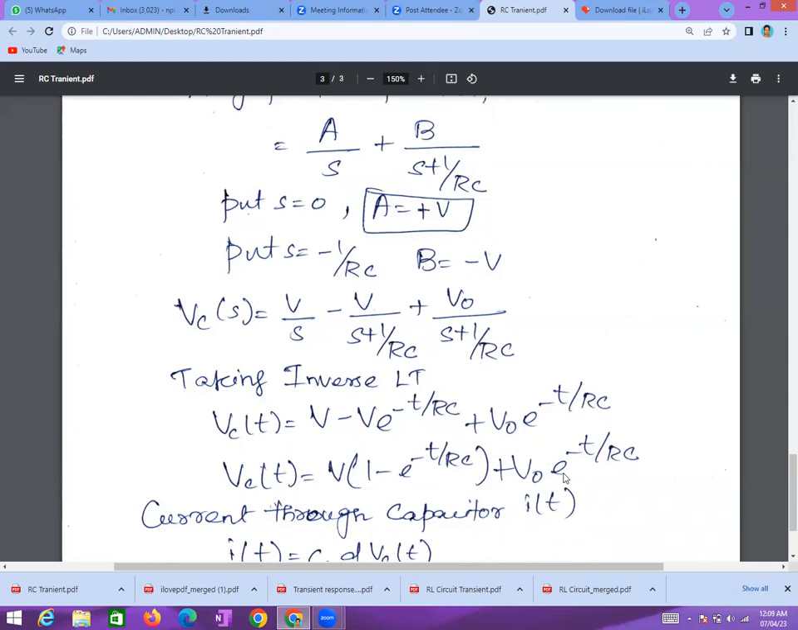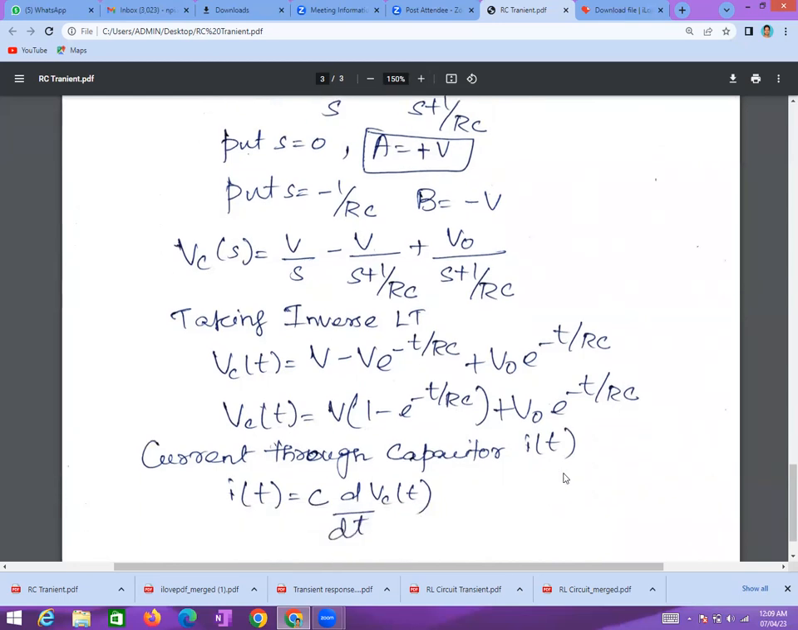Now we should know the current through the capacitor. Already we know that it is defined by I of t, and I of t is nothing but C into d by dt of Vc of t. If you take the differentiation, that is C into d by dt of, instead of Vc of t, we need to substitute this equation. Then the V naught value will become 0, because of the initial time interval. After simplifying this term, we receive the current passing through the capacitor.